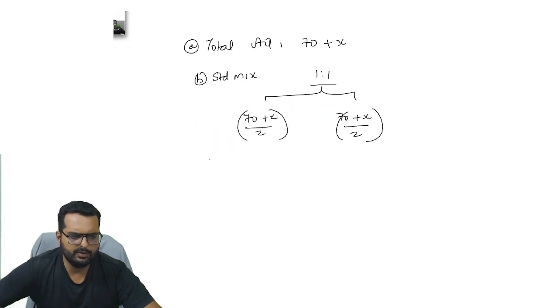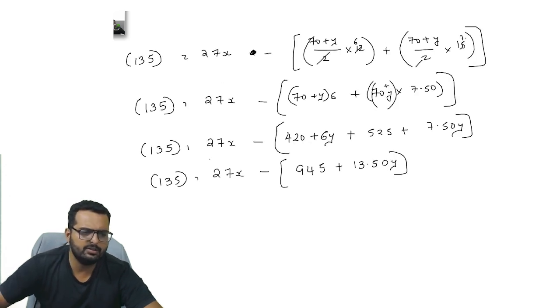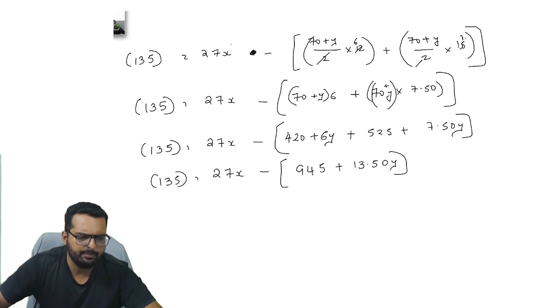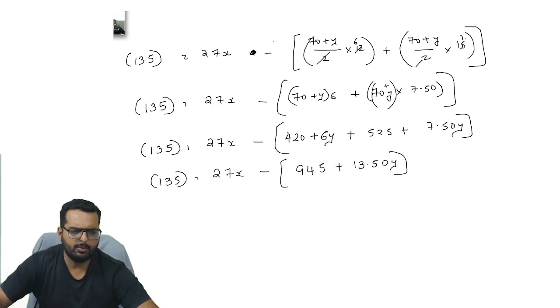AP of B is not given. Exactly. So we are going into a checkmate there. This is the only way to solve it. Let's try. We'll find some way out. Not to worry. This should be equal to 27x. All these are brand new problems, friends.